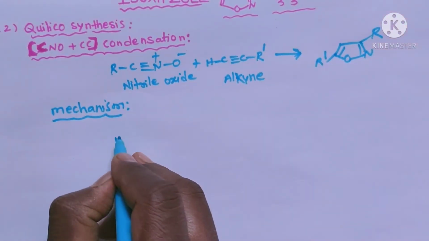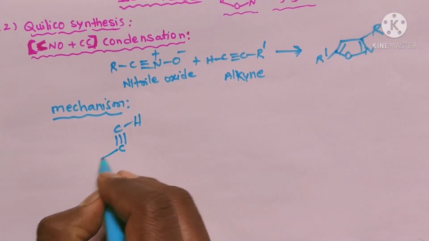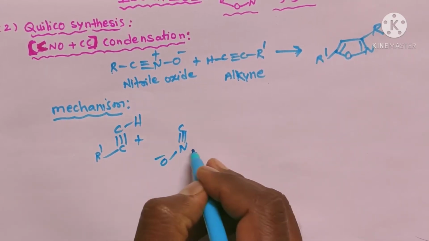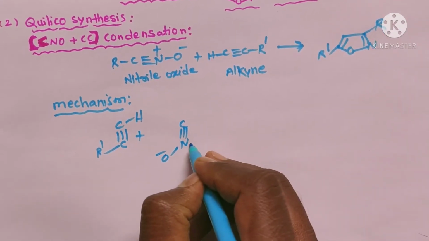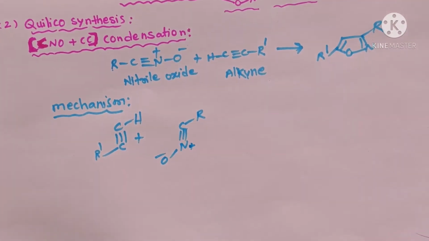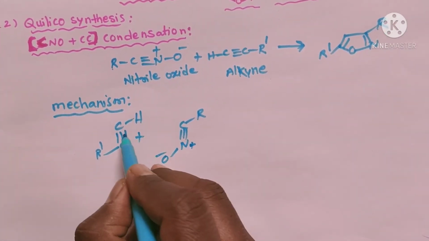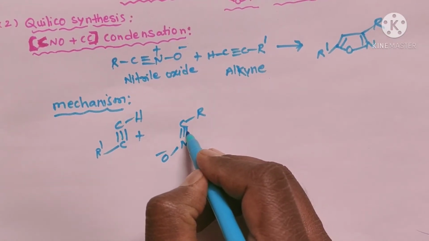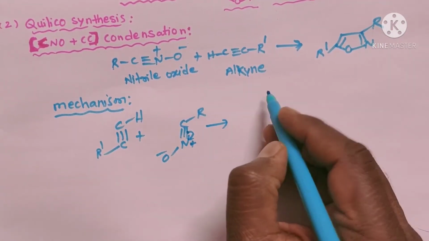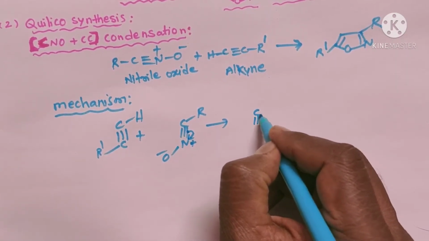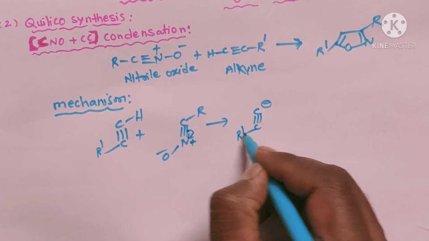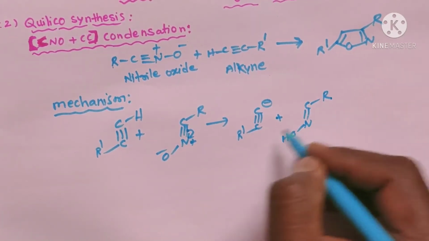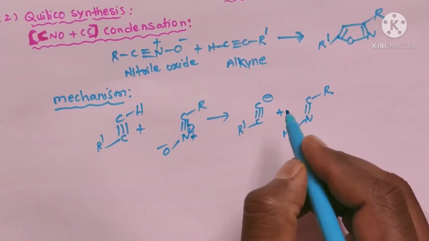So look here, I write acetylene here. Okay, and I write nitrile oxide here. So as this is the acidic hydrogen, it gives the H plus ion to this oxygen, and here this bond breaks here and the electron pair shifts onto this one. As a result, what happens? Look here. C minus R dash, plus we get the oxygen. So oxygen and acetylide ion. Okay, na?